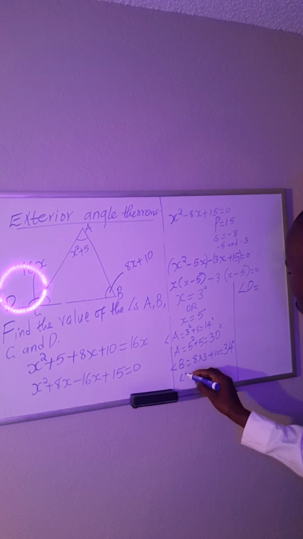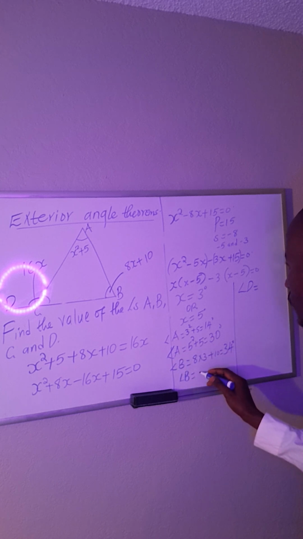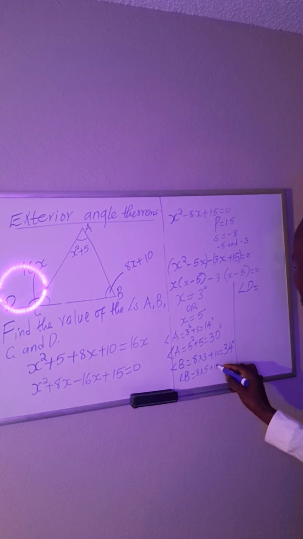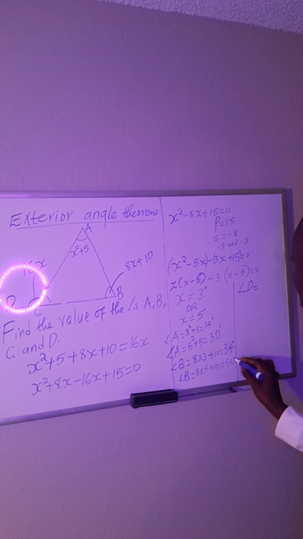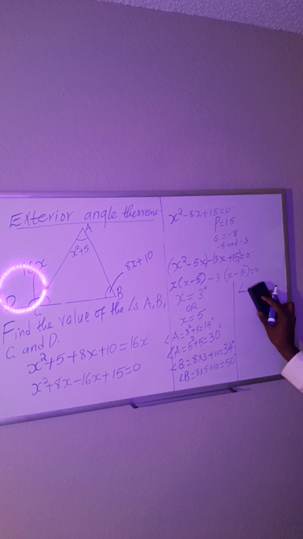Or the same angle B is also equal to, so what do I have? I have 8 times 5, which is 40. 40 plus 10 is equal to 50 degrees. Now, we move to angle C before we now do angle D.